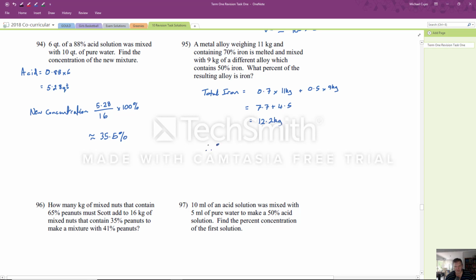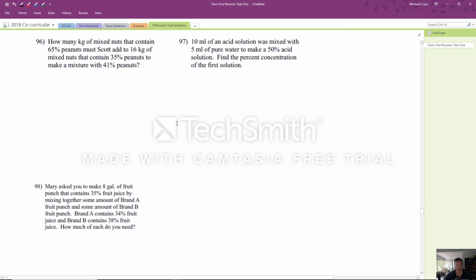Therefore, percentage of iron in the final metal alloy, iron equals 12.2 kilograms divided by the total of 20, multiplied of course by 100 to get that as a percent, and I think we're going to find that is 61% iron. So these mixture ones, they're not too bad. Just keep your wits about you. Always make sure you're finding the total amount, then divide it by the total amount that you have. So the total amount of what you're looking for divided by the total amount.